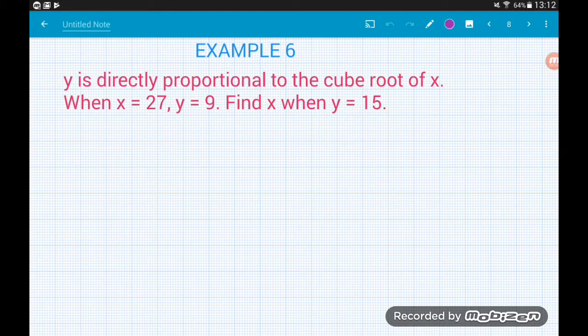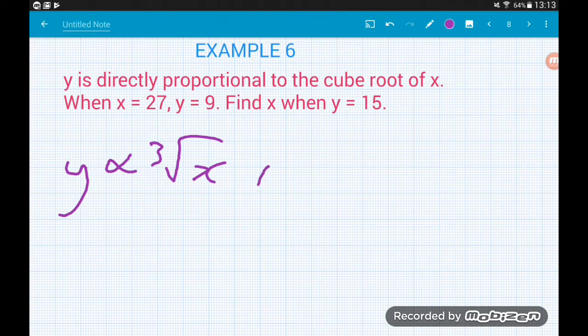So we know that y is directly proportional to the cube root of x. So let's write that down first. So y is directly proportional to the cube root of x. Cracking. Now the equation that we would use then is y equals k times the cube root of x. Okay, so now we need to find the exact formula linking the two.